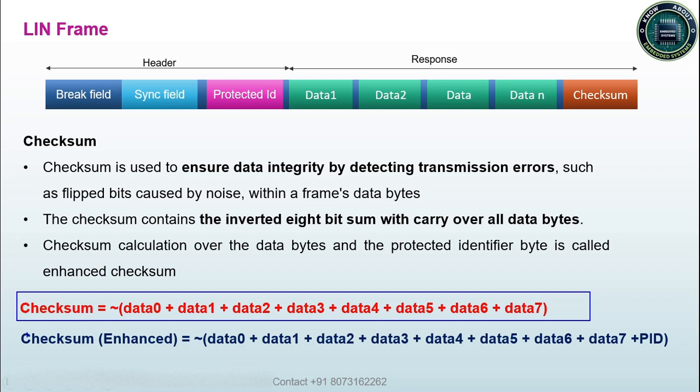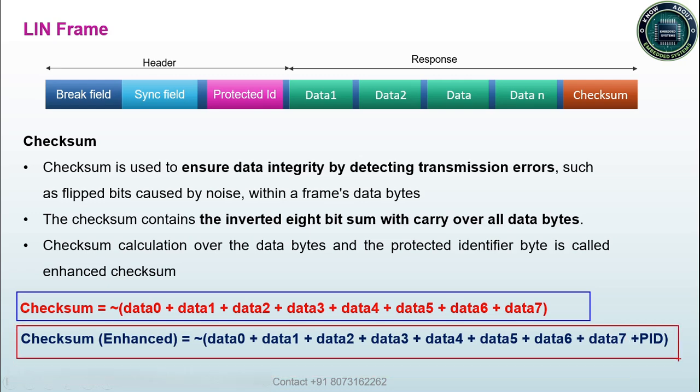This is the classical way. In the enhanced version, it is the same process, but we add one more parameter, the PID, nothing but our protected ID. So data 0 up to data 7 plus PID, then negate it. This is called the enhanced checksum calculation.